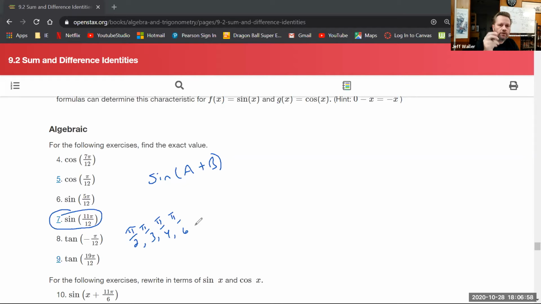One way to do this, by the way, is to take 11 pi over 12. Does everybody understand the goal? Our goal is to take this one angle and try to break it up into two that are each ones that I know, right? That's the goal. One way to do this is to try to break 11 up.